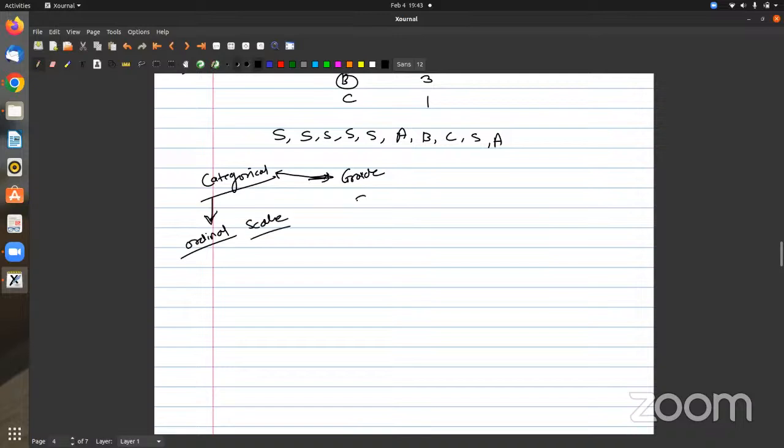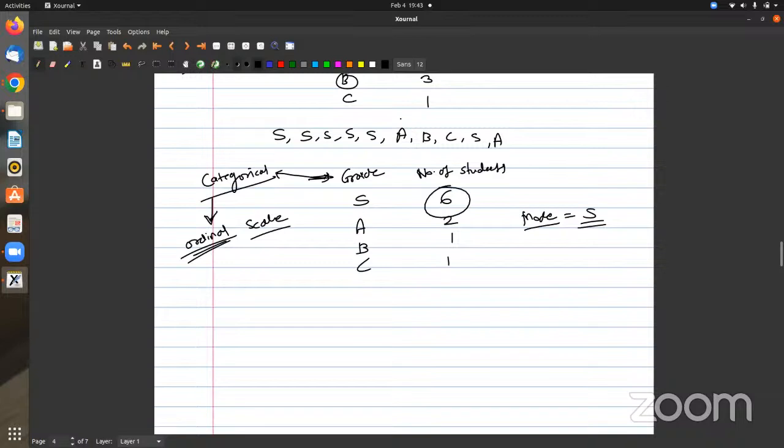Again, there are 4 categories and I have to arrange them either in ascending or descending order because it is ordinal. Now the frequency is again the number of students, right? How many students have S grade? 6. A is 2, B is 1, and C is 1. So what is the mode in this case? S. Mode is S because it is occurring 6 times.